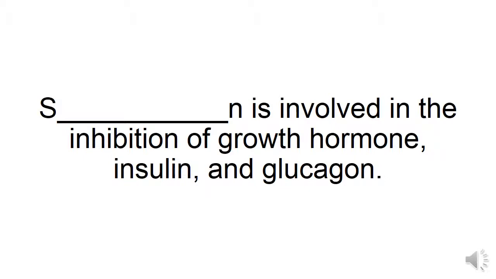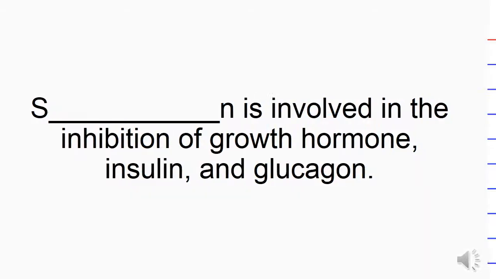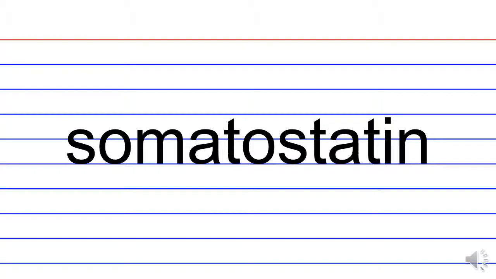S-N is involved in the inhibition of growth hormone, insulin, and glucagon. So what substance, chemical species is involved in the inhibition of growth hormone, insulin, and glucagon? Somatostatin, okay? Somatostatin.